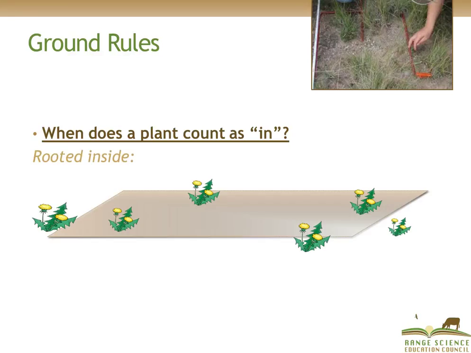Another ground rule is that it's important to know when to count a plant as inside the quadrat, because remember, the density is the number of plants per unit area, and the plants need to fall inside the area. The general rule is that we use rooted density. A plant needs to be rooted inside the quadrat in order to be counted as in. And it could have canopy that extends outside of the quadrat, but as long as it's rooted inside the quadrat, it would count. In the situation where we have plants that are not rooted inside the quadrat, even if they have canopy that extends over the edges of the quadrat, they would not be counted as in the quadrat.